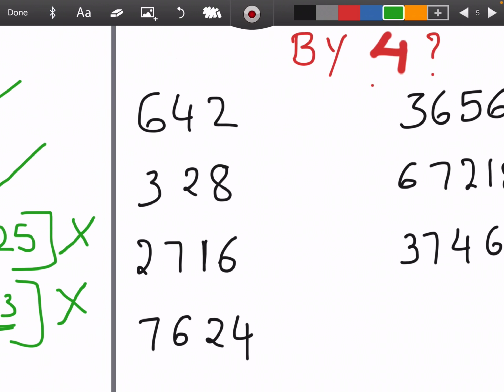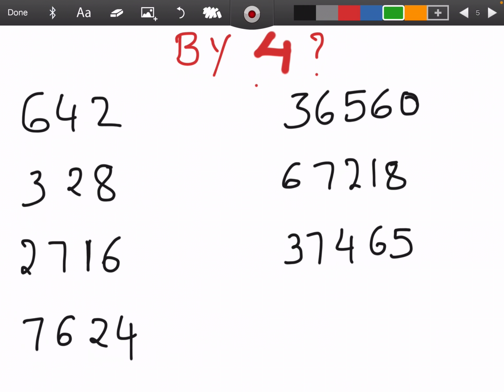So let's move on. Here are a few numbers. We'll determine whether these numbers are divisible by 4 or not. So how do we do that? If the last two digits are divisible by 4, then the number is divisible by 4. The number here is 642 and the last two digits make 42.